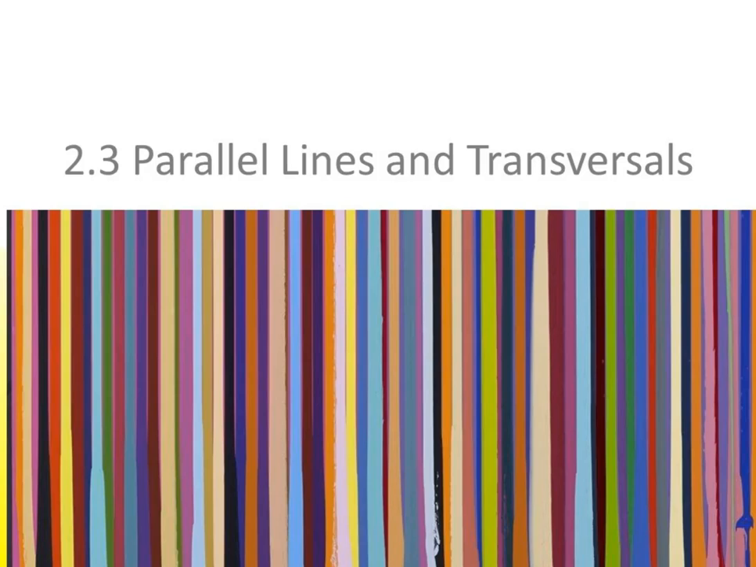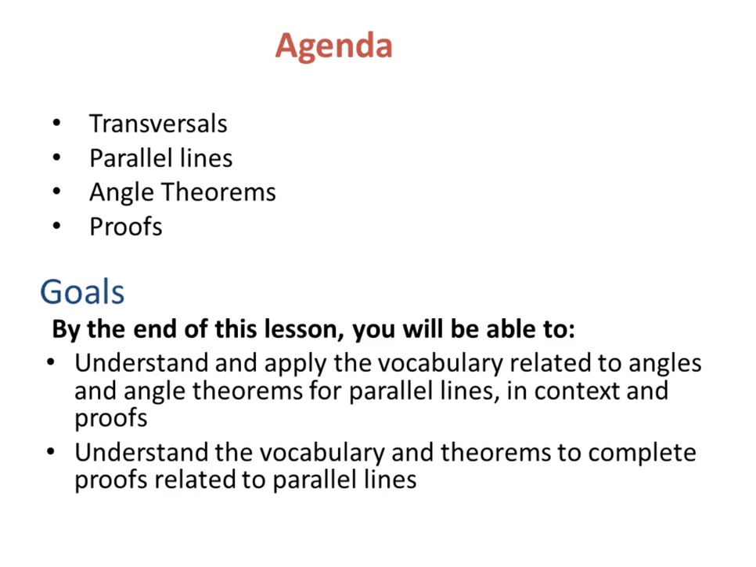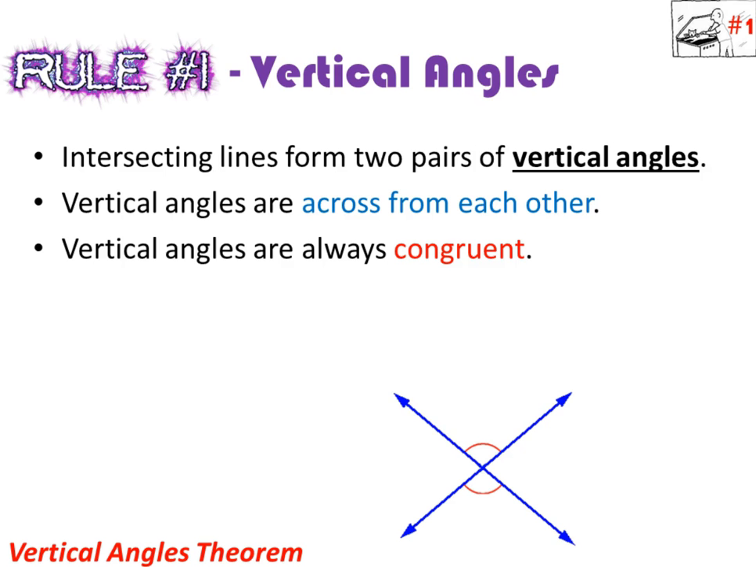This is lesson 2.3, parallel lines and transversals. What we're going to do is go over parallel lines and transversals, also the angle theorems that you would use in proofs. So first off, I wanted to review vertical angles. Vertical angles are when you have two intersecting lines. They are the angles that are directly across from each other, and they are congruent.